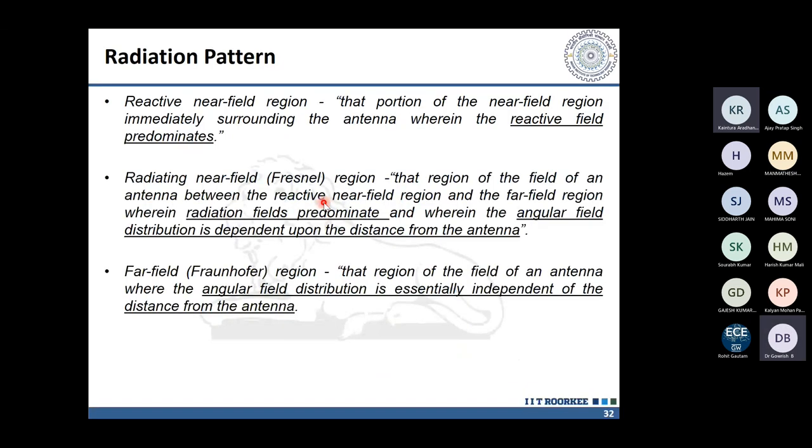So what is the reactive near field? It is that region where the reactive field is dominant or predominates. What is the radiating near field? The radiating near field is that region where radiating fields are predominant. However, the field distribution is dependent on the distance from the antenna, which should not be the case in the far field. The far field is that region where the field distribution is radiating.